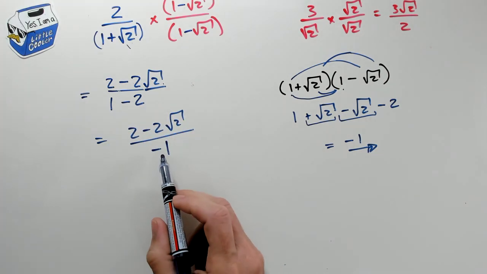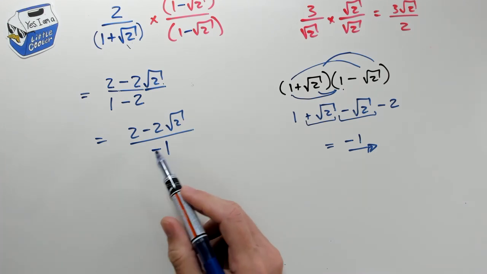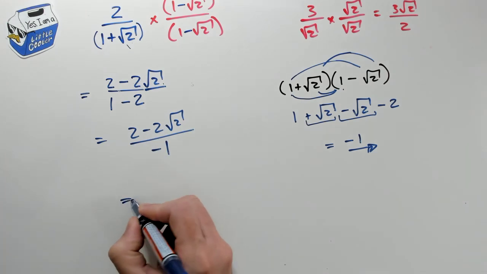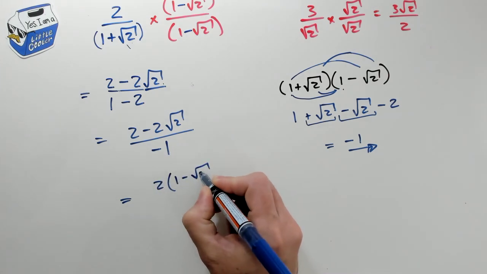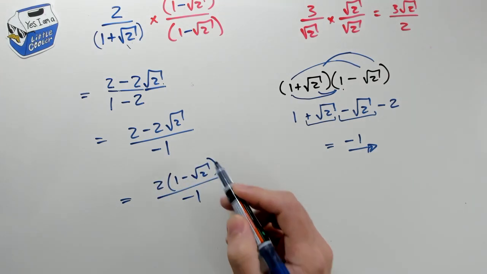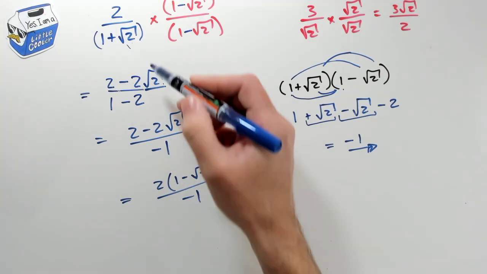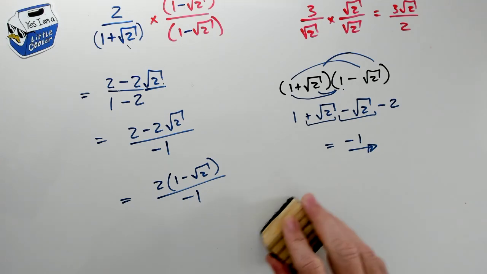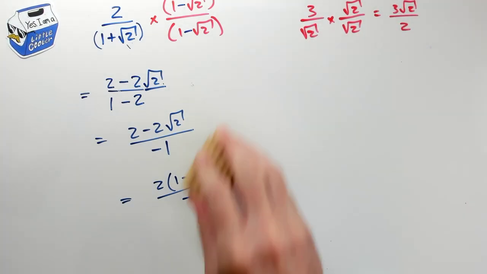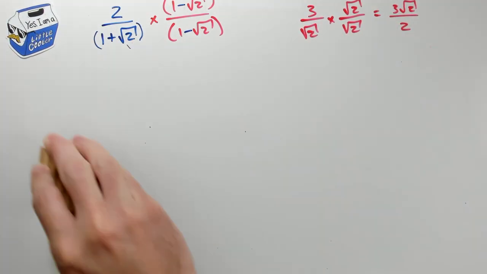You can factor this. I don't know if you would, but that would be 1 minus the square root of 2 over negative 1. But the important bit here is just that we have removed the irrational number from the denominator. Let's do another one. Sorry if it is becoming a bit of a long video. Let's just do another one.